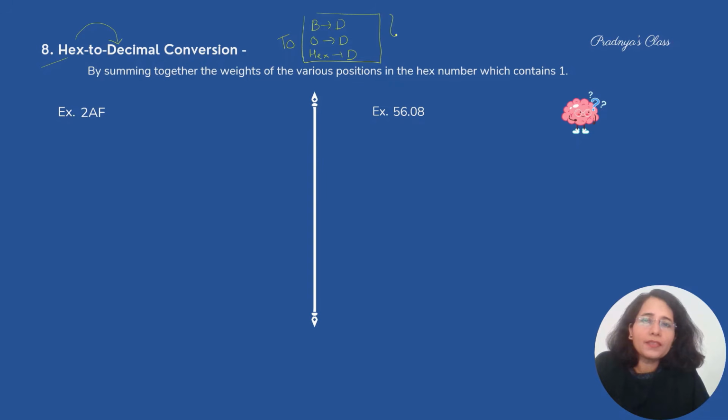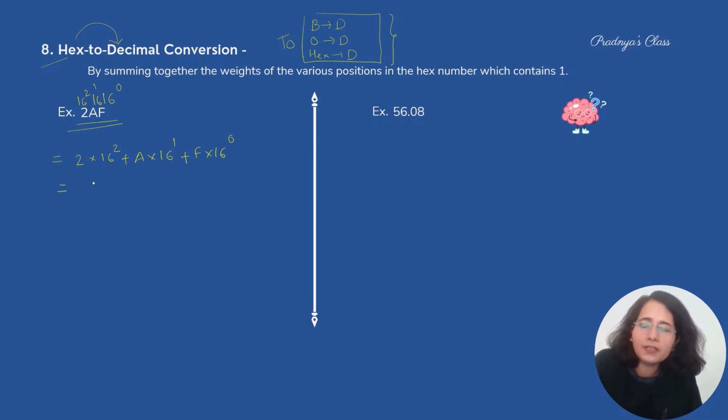In this type of conversion, we take the positional value, multiply it by the digit, and sum it up. So we have one example here. Let me write it directly. 2AF, with 16 raised to power 0, 16 raised to power 1 and 16 raised to power 2. It will be 2 into 16 raised to power 2 plus A into 16 raised to power 1 plus F into 16 raised to power 0.